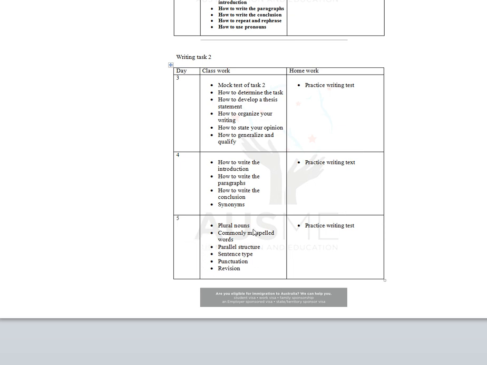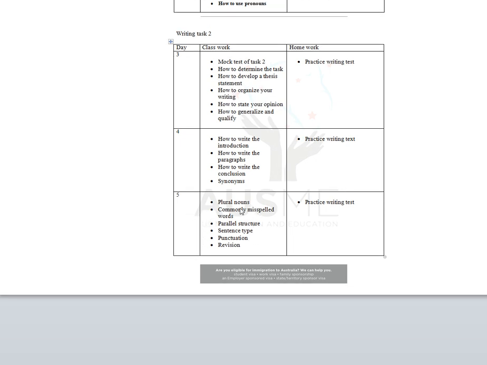So for the 5th day, we'll have some general skills. So we'll do some plural nouns. Then we'll do some commonly misspelled words. So we'll have to identify some words that are actually very commonly misspelled. So we have to try and see if in a specific text you can actually pick them up, because sometimes if you do that specific skills, then it will be very easy for you to identify spelling mistakes on your own writing.